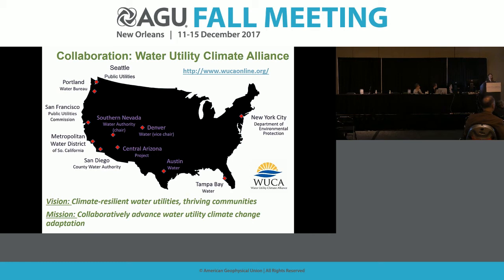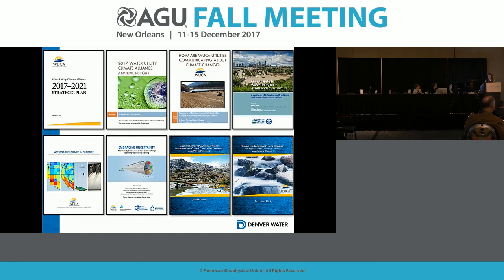We have a vision, and we have really high expectations for our community that we're going to have a world with climate resilient water utilities and thriving communities. And our mission is to collaboratively advance water utility climate change adaptation, right? So collaboration is directly there in our mission. Here's some of our activities that we've engaged in and the products we've produced over the last several years. We're even doing strategic planning, you guys. It's up in the top corner. But again, because of the work that we did on the Front Range study, this initial co-production, we were able to participate and lead and direct a lot of these activities.